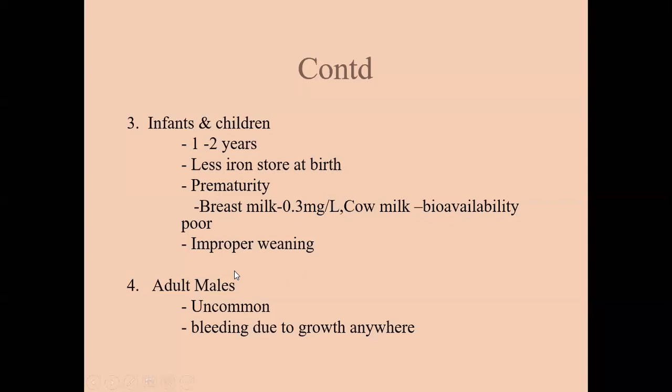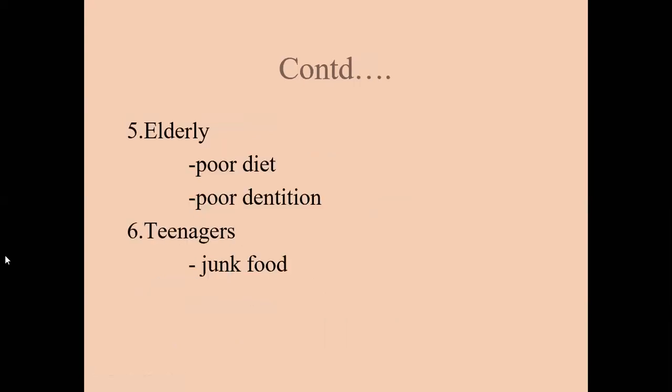And always remember in your practice, when an adult male gets iron deficiency anemia, you have to investigate for some pathology in any of the tracts like GIT, mainly GIT, colon malignancy or stomach. You have to search for that because it is very, very uncommon in adult males. In the elderly people, poor diet, poor dentition, and in the teenagers, all of your favorite junk foods, no? That will cause iron deficiency anemia.